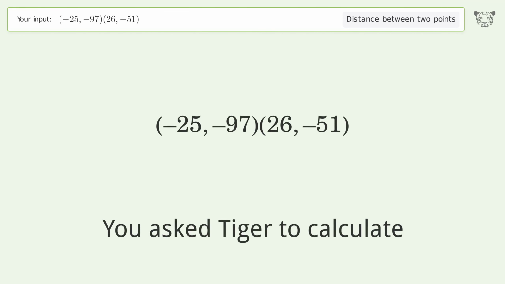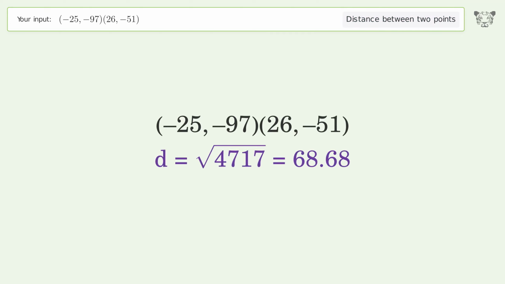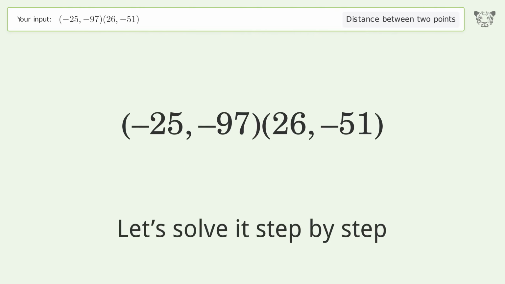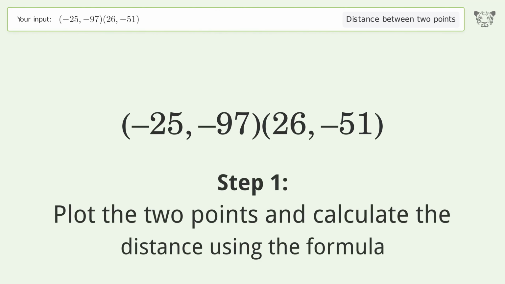You ask Tiger to calculate. This deals with the distance between 2 points. The distance between the 2 points is the square root of 4,717, or 68.68. Let's solve it step by step. Plot the 2 points and calculate the distance using the formula.